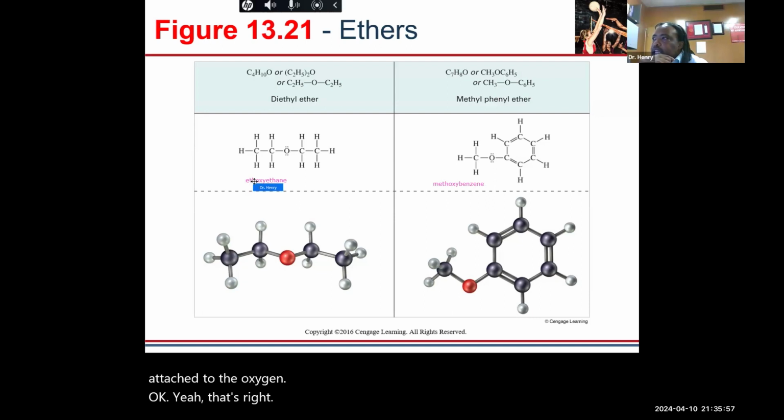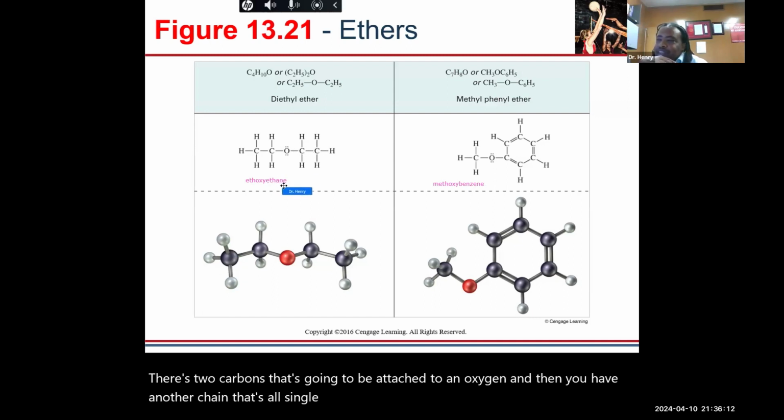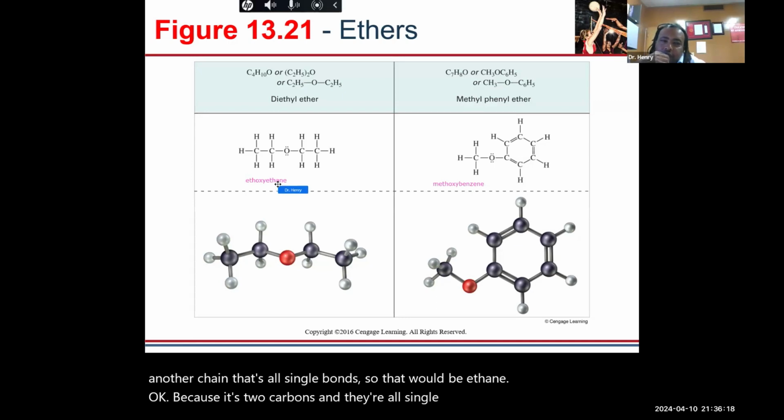And so over here, this one would be called ethoxyethane. There are two carbons attached to an oxygen, and then you have another chain that's all single bonds, so that would be ethane. There are two carbons and they're all single bonds, so that would be ethane.